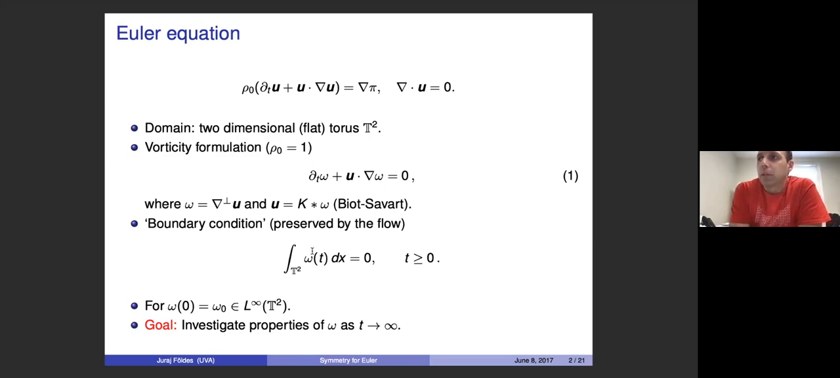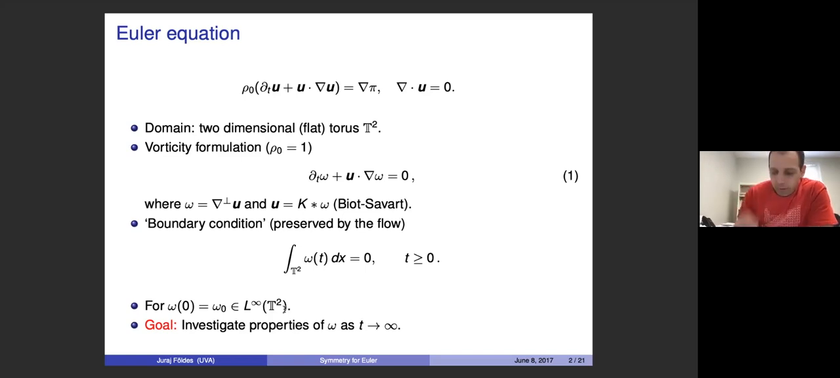For the boundary conditions on the torus, we are going to assume that everything has zero mean. It means that all the functions in this talk will have zero mean, which really means that the integral of omega at time t is equal to zero. For simplicity, we are going to assume that the initial condition is a bounded function, an L infinity function, though you can work with something more smooth. And I'll tell you on the next slide why we don't really care about weaker assumptions. Our goal is to investigate the properties of the vorticity as time goes to infinity.